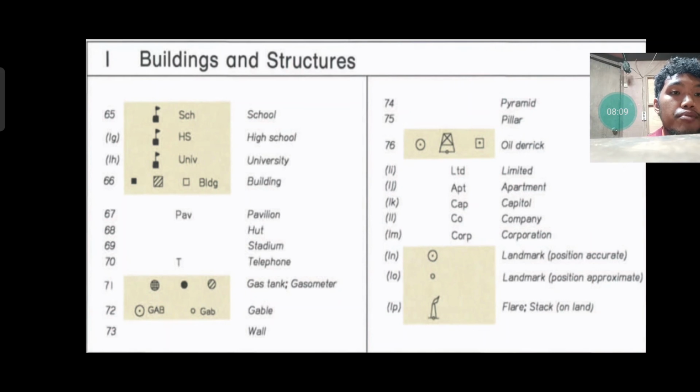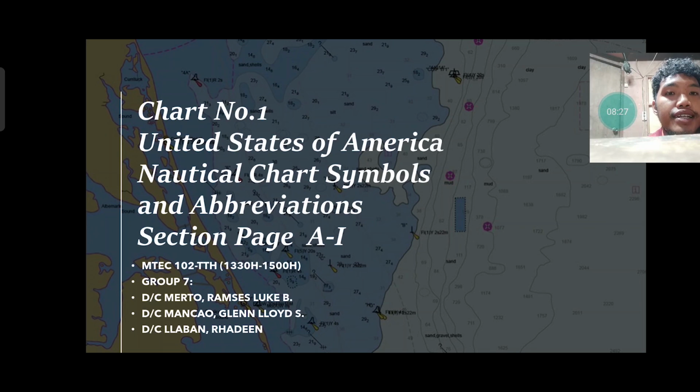Next is the landmark with the circle and a dot in the middle. And landmark, position approximate, is a small circle. This candle-like symbol is for the flare stack, which is on land. And that's all for group 7, which discussed the nautical chart symbols.